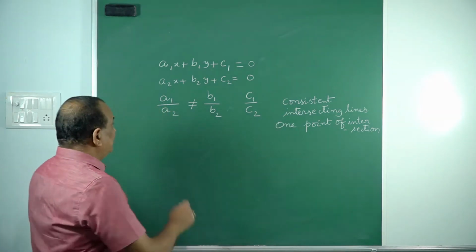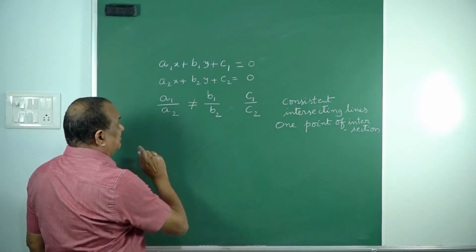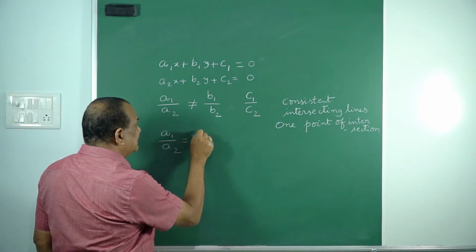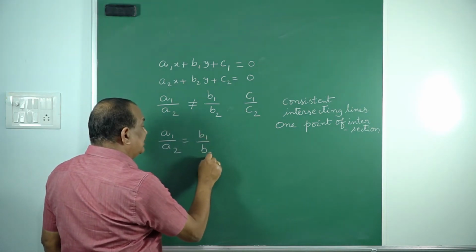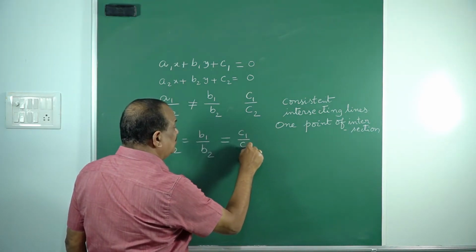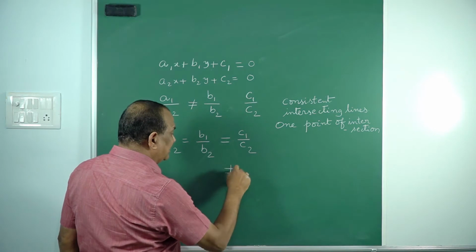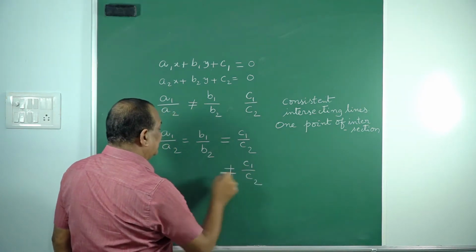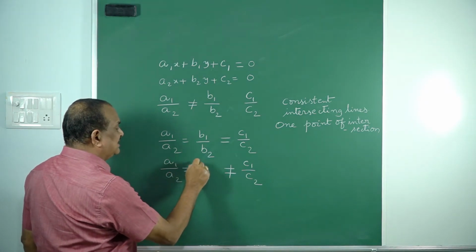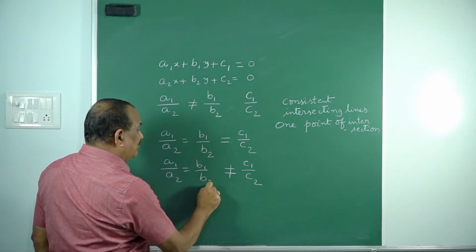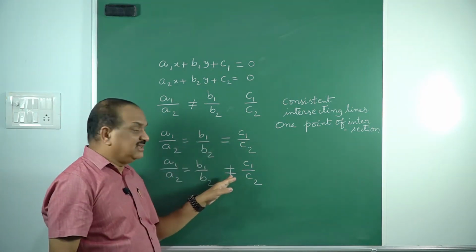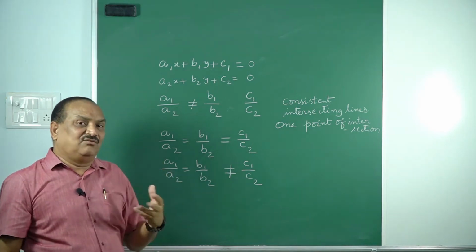Let us take now, if these two are the same, meaning if a1 on a2 is the same as b1 on b2, there are two cases that are going to arise. It may be equal to c1 on c2 or it may not be equal to c1 on c2. So the first two are equal, a1 on a2 is equal to b1 on b2, but it may be equal to the third one or it may not be equal to the third one. Let us understand what we mean by this.